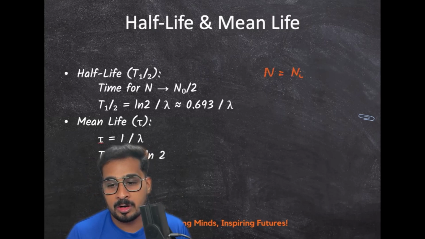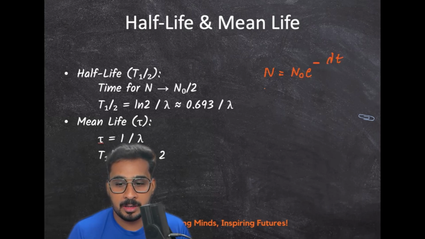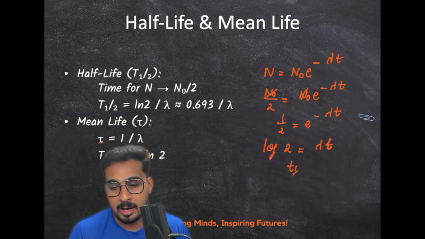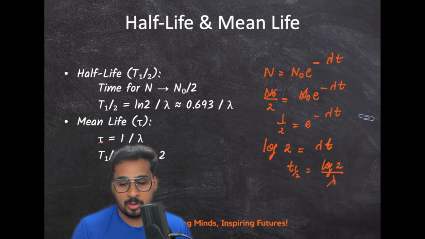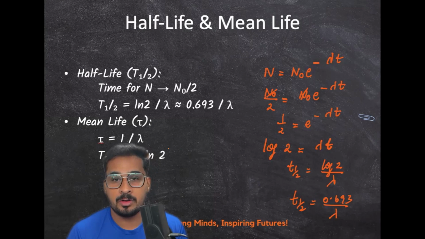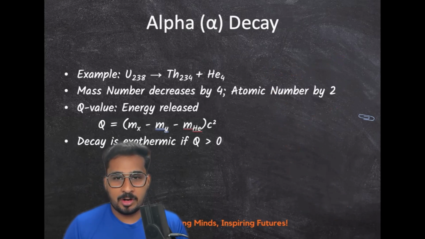N is equal to N0 into e power minus lambda t. N can be replaced by N0 by 2, so N0 by 2 is equal to N0 into e power minus lambda t. Cancel it out, and 1 by 2 is equal to e power minus lambda t. Applying log on both sides, ln 2 is equal to lambda into t. So t half is equal to ln 2 divided by lambda, where log is the natural logarithm. The value of ln 2 is 0.693. So if you substitute, t half is equal to 0.693 divided by lambda. This is the general formula. The mean life is 1 by lambda; mean life is defined to be the inverse of lambda. Now let us talk about alpha decay.